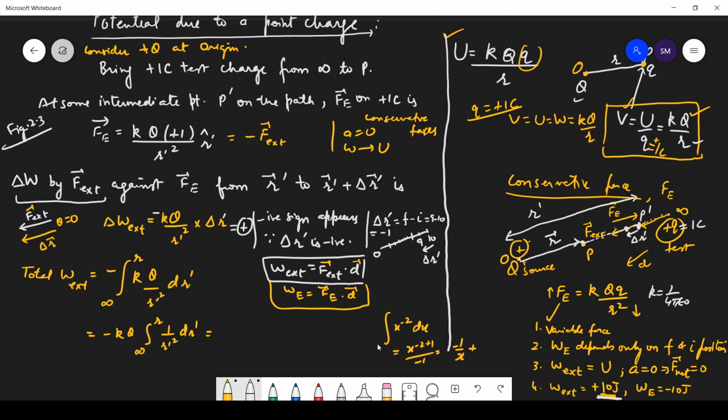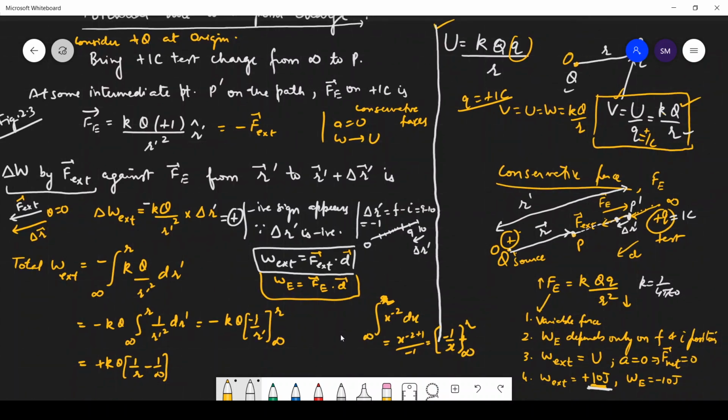Since this is a definite integral, we have to write the limits here, infinity to r. So it will be minus kq into minus 1 upon r dash from infinity to r, and this comes out to be minus minus, which will be positive. Then putting in the final value, kq into 1 upon r minus 1 upon infinity, and that will be equal to k q by r, because 1 by infinity is 0.